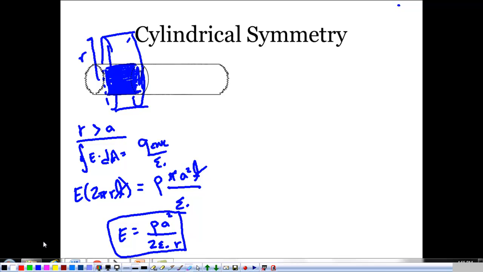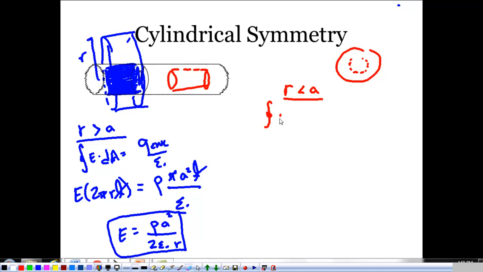Now the new part of this is when we're going to put our little cylinder inside of our charge distribution. And again, that's looking at this thing right here. So in the case where r is less than a, E dot dA is equal to Q enclosed over epsilon naught. And again, that's E times 2 pi r L.